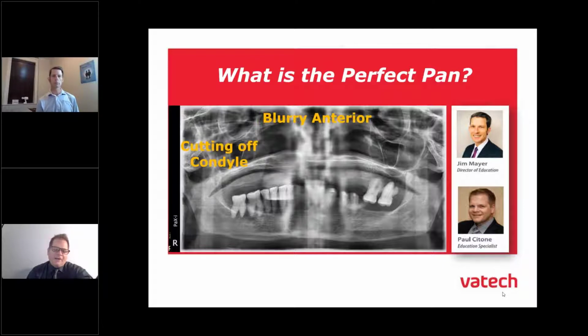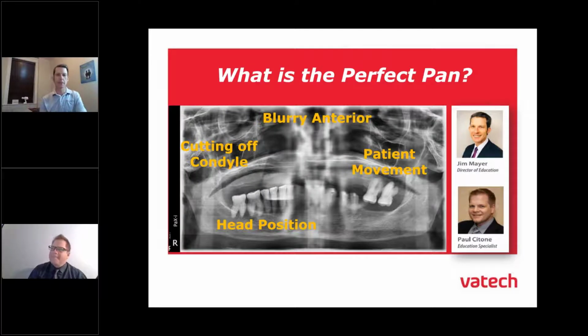The angle of the spine could be causing that. Also, cutting out the condyle is a big one. Basically, the head is tilted too far back, right? And it throws those condyles out of view and cuts those, which also attributes to the blurry anteriors as well. So there's a lot of things going on at once that can be causing problems. And then, of course, patient movement. With this it's really important to get that quality image, not so grainy. A lot of times when it's very grainy, there's a lot of patient movement in there.